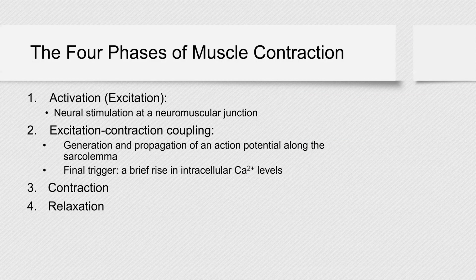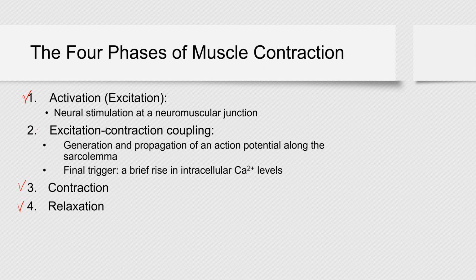So we have 4 phases of muscle contraction, and they are activation or excitation. Then let's just look at 3 and 4 after 1, right? So we have excitation, contraction, and relaxation. That makes sense, right? So you need to activate or excite your skeletal muscles. Otherwise, they cannot contract. So you need this electrical signal from nervous system to activate your skeletal muscles. Then they will contract and then they will relax.